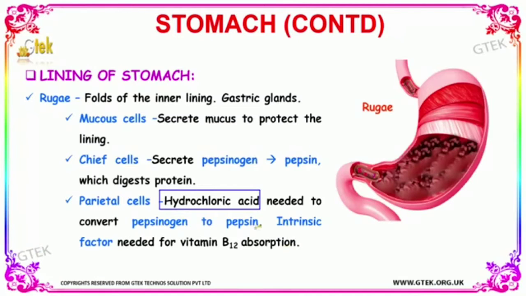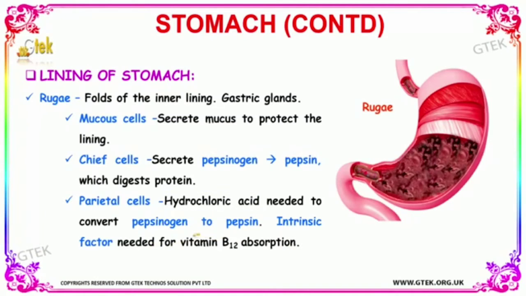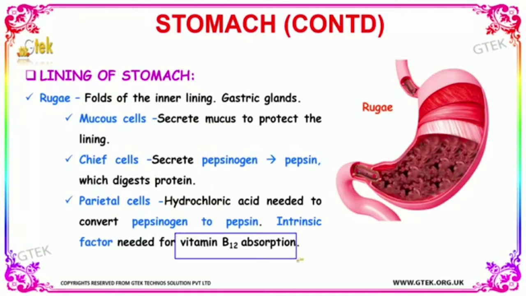The intrinsic factor that is needed for vitamin B12 absorption is generated by the parietal cells.